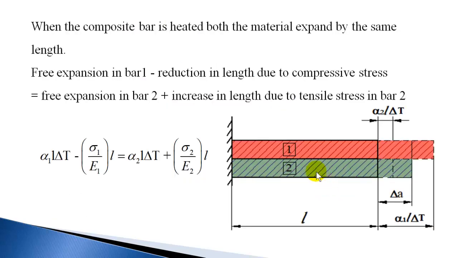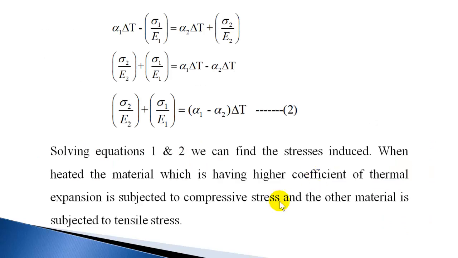And in a composite bar, when they are heated, the material which is having higher coefficient of linear expansion will be subjected to a compressive stress, and other material will be subjected to tensile stress. Whereas when it is cooled, the material which is having higher coefficient of linear expansion will be subjected to tensile stress, and the other will be subjected to compressive stress. You can take like this: the material which is having higher coefficient of linear expansion will be always trying to expand more when it is heated, then the other one has to exert a compressive force on it. The other material will have opposite stress.